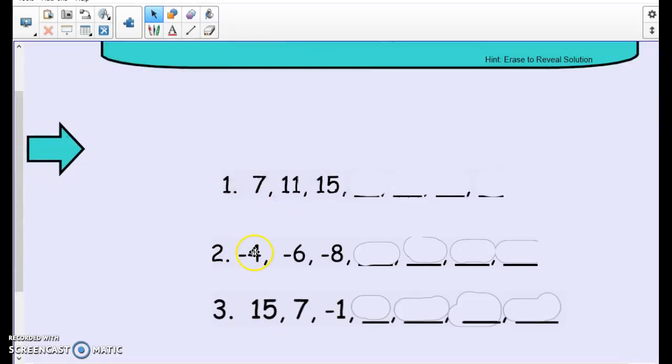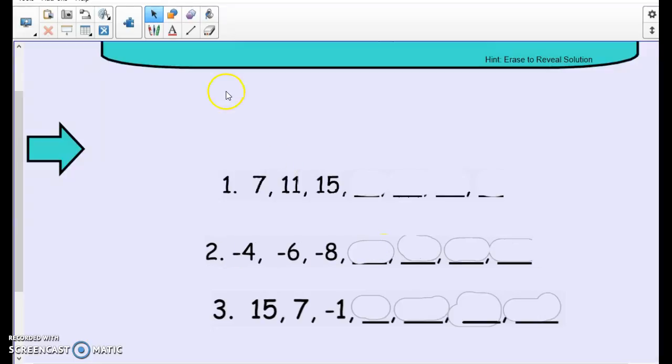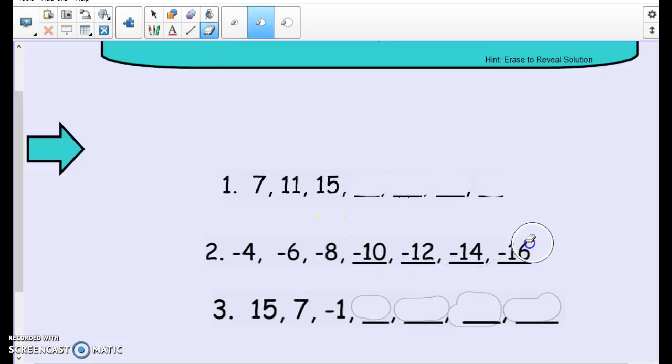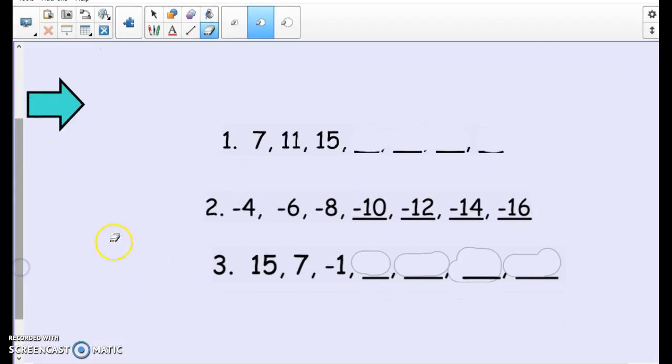All right, looks like here we're adding -2, so now I should get a -10, a -12, a -14, and a -16. Oh, the eraser wants to work there. And then here it looks like I am adding a -8 or subtracting 8, so then it'd be -1 to -9 to -17 to -25 to -33.